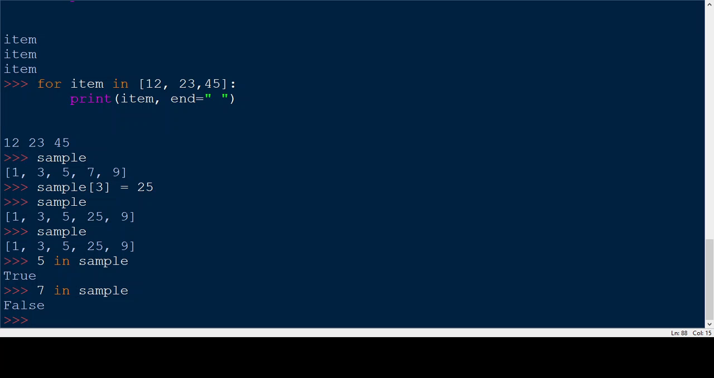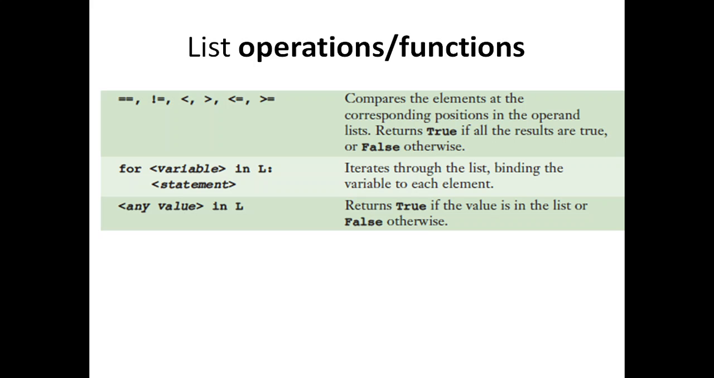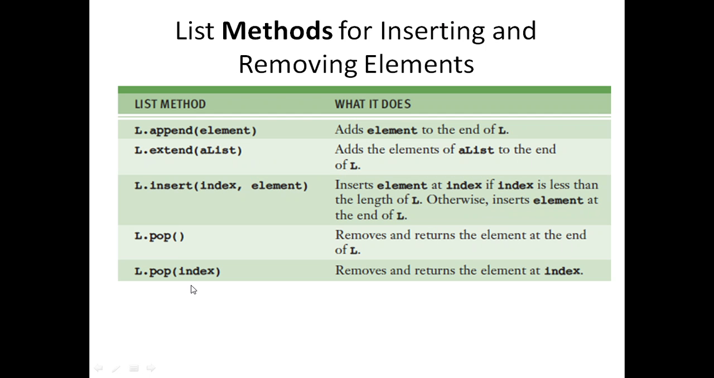Okay, this is the in operator. If we check 5 in sample, it will check whether 5 is present in this list, then it will return True. Then 7 in sample: 7 is not present, so it will return False. So these are some of the list operations.